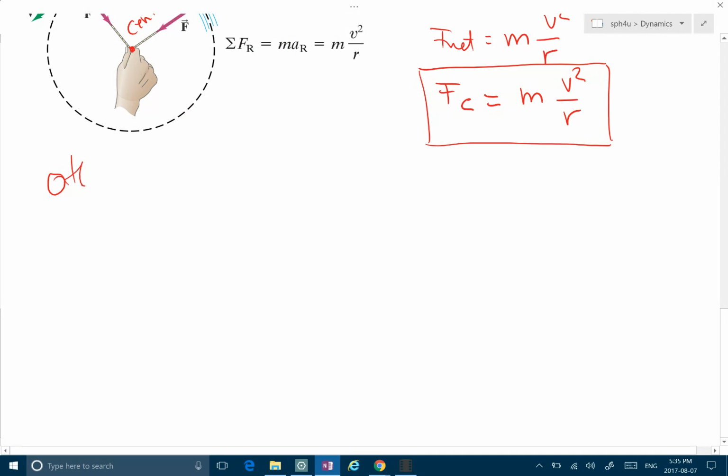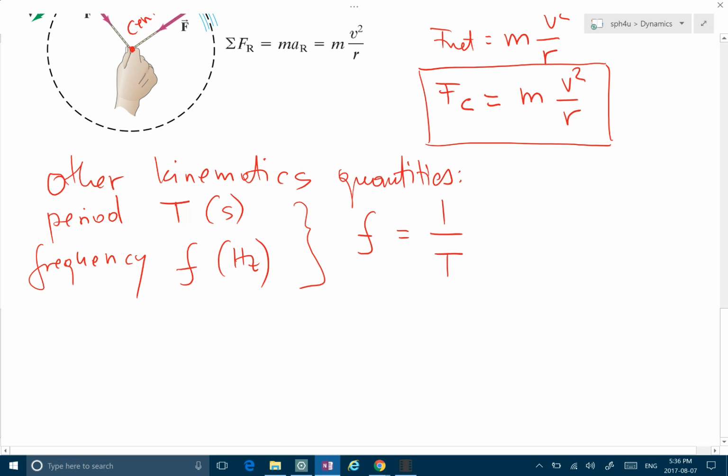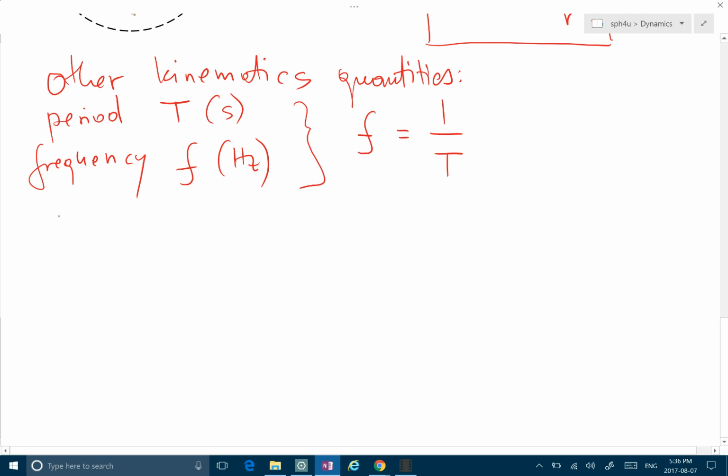Some other kinematics quantities. Since we're dealing with periodic motion, we like to know about period, which is the time to complete one cycle, right? It's measured in seconds. And frequency, which is revolutions, or cycles, per unit of time, is measured in hertz, right? From grade 11, if you remember, frequency is 1 over period. So that's one equation.